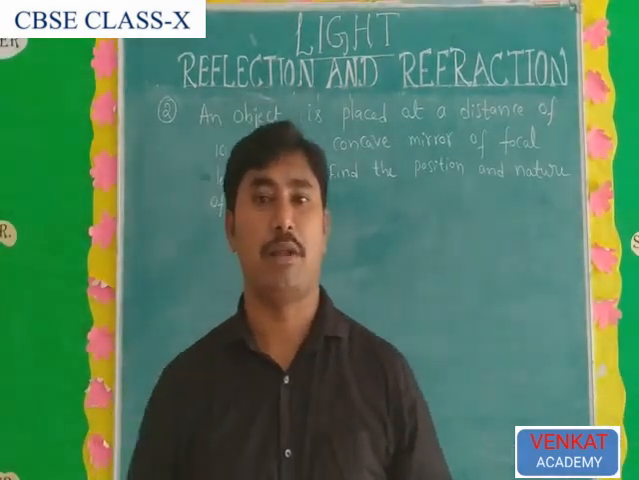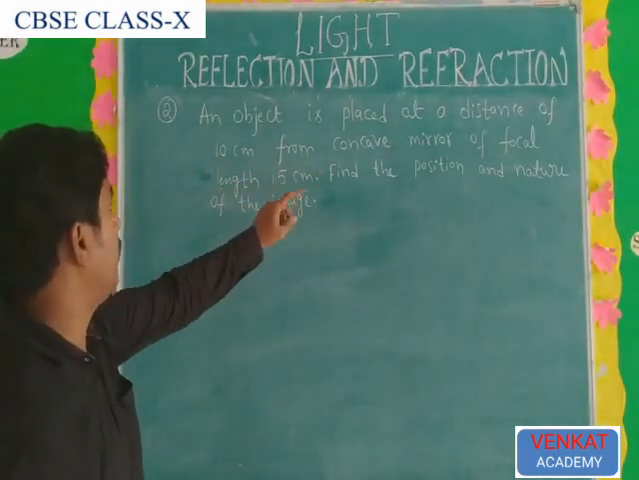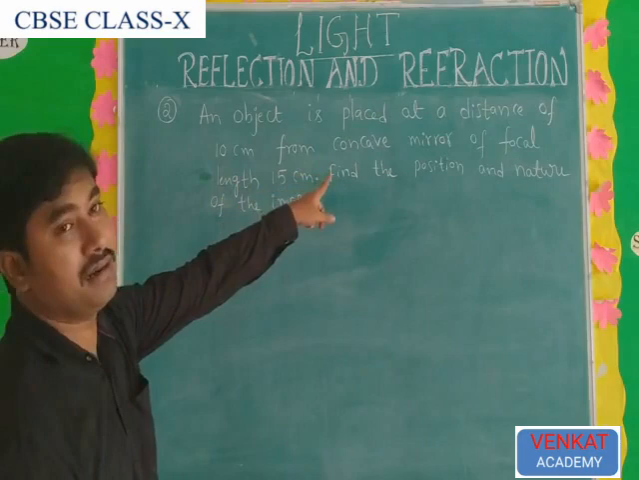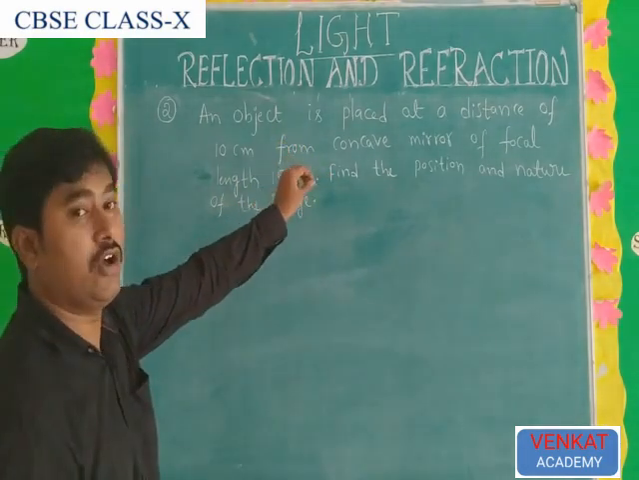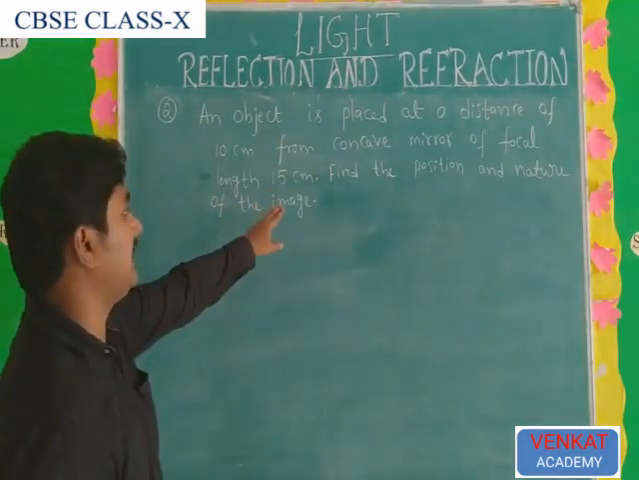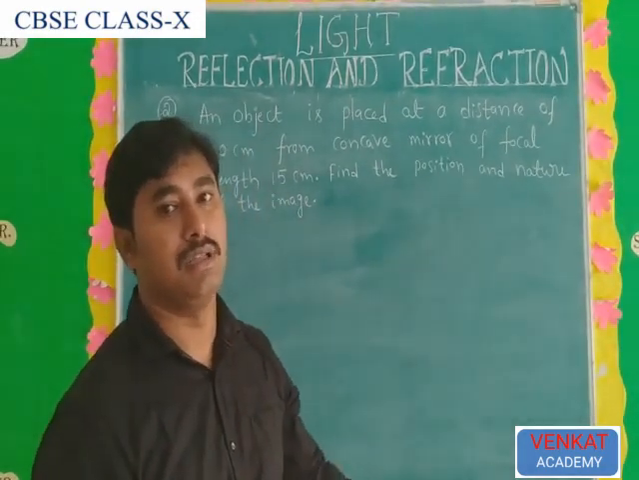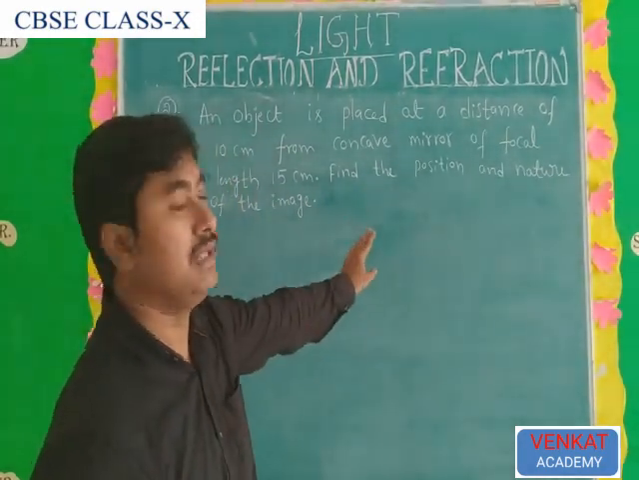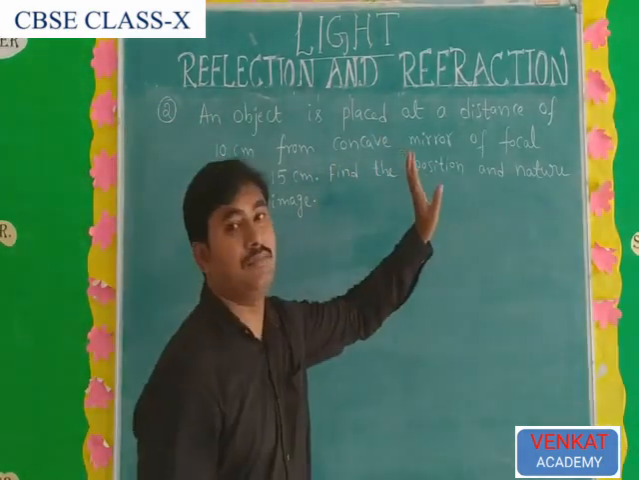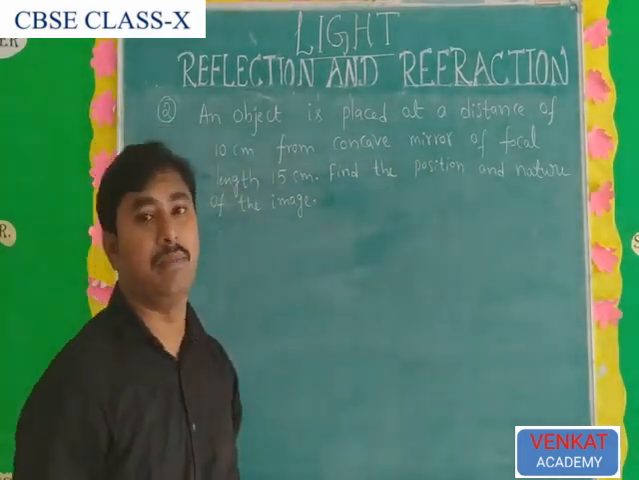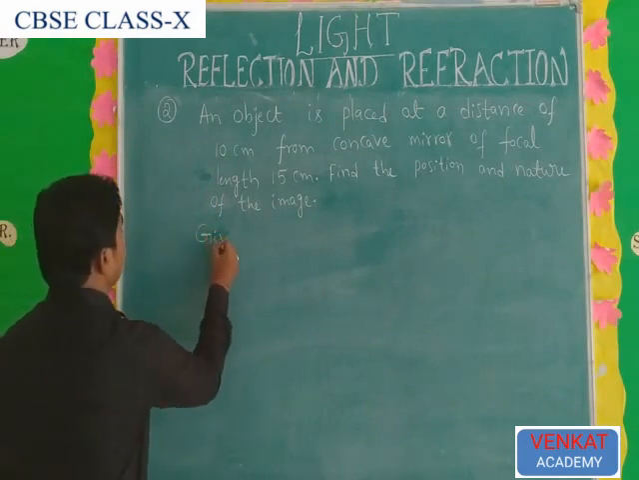Yes. Now the second problem, see once the problem here. An object is placed at a distance of 10 cm from a concave mirror. So here the distance of the object is given. So which mirror? Concave mirror. And the focal length is 15 cm. Then find the position and nature of the image. That is the problem. So first of all, try to understand the problem. What is the problem? They gave the distance of the object and the focal length. So which mirror? Concave mirror. So find the position and nature of the image. Yes. First you have to write the given data. So what is the given data here?